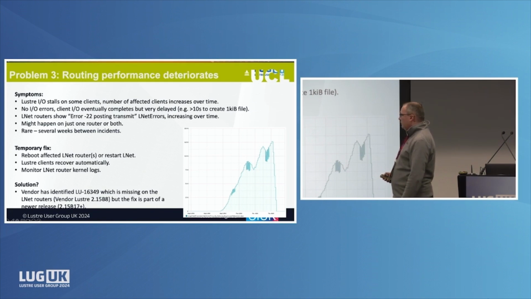And the rate of those is also increasing over time as the incident progresses. And we've seen it happen either on just one of the LNet routers, but in one case also on both at the same time. And a temporary fix to that is, again, to reboot the LNet routers or to simply restart LNet. That is unloading the module, reloading it, reapplying the configuration, so you can make it a bit faster than the reboot. Once you do that, then all the Lustre clients recover automatically, so you don't need to do any intervention on them.